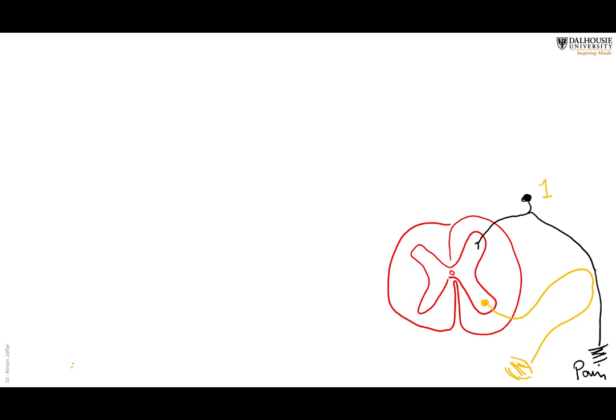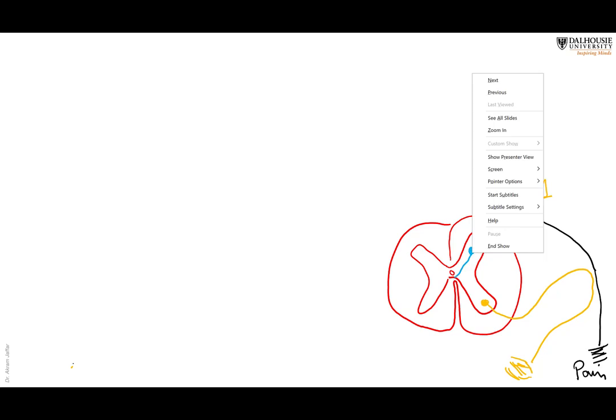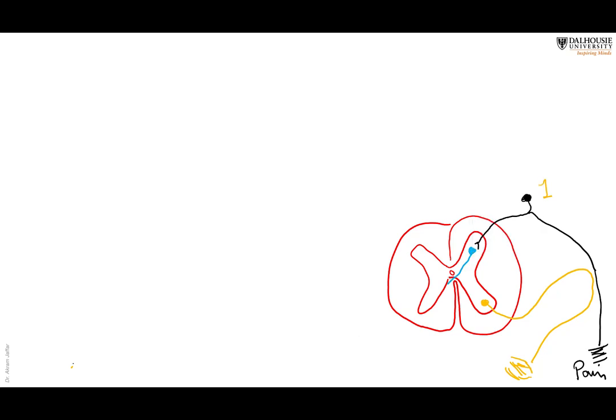The second neuron is located here in the posterior horn of the spinal cord. This is gray matter, so you expect that it's full with nerve cell bodies. The axon of this second order neuron will cross the midline and ascend in the white matter, because this is an axon. It's no more a cell body.